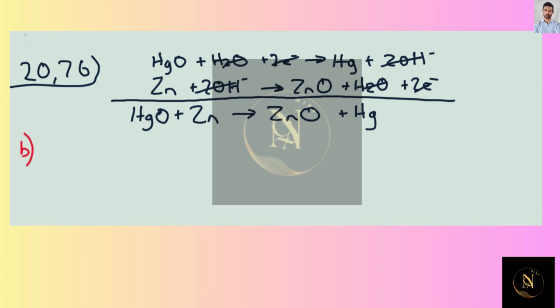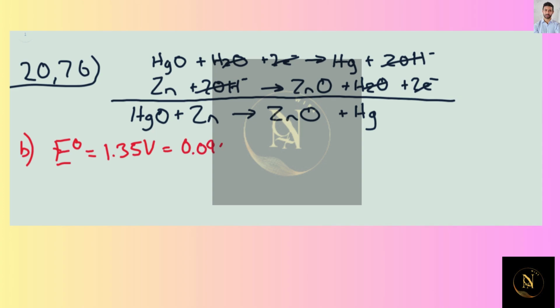In part B, they tell us that the value of the standard reduction potential for the cathode reaction is 0.098, and the overall cell potential is 1.35. We assume that both half cells are operating under standard conditions. They ask us for the standard reduction potential for the anode reaction.